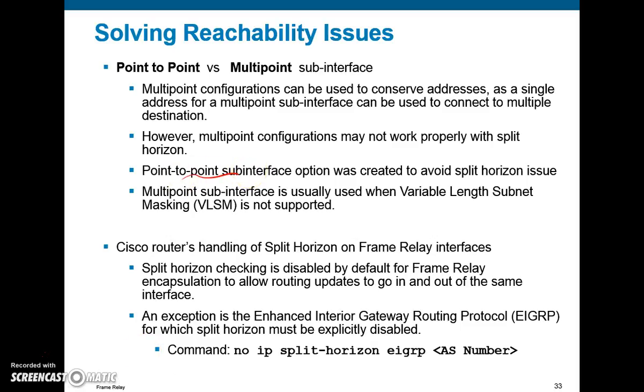So how does Cisco handle split horizon? Split horizon checking is disabled by default for Frame Relay. Which means when you enable Frame Relay on the serial interface, split horizon checking is disabled. That means a routing packet received on one interface can be sent out through the same interface it was received from, except for EIGRP. For EIGRP, by default it is enabled, and you must disable it by doing a no ip split-horizon eigrp.